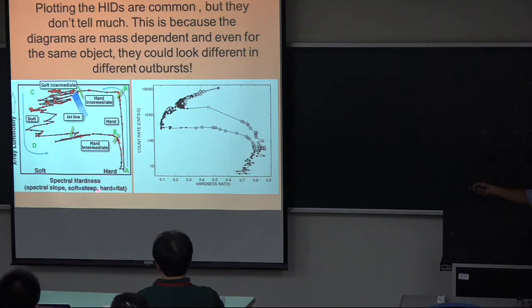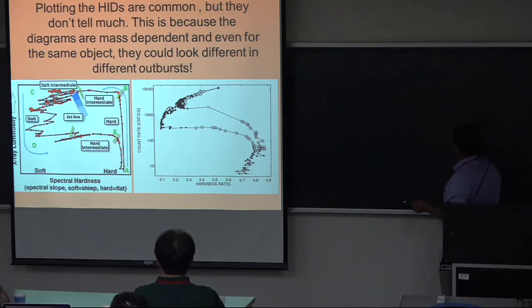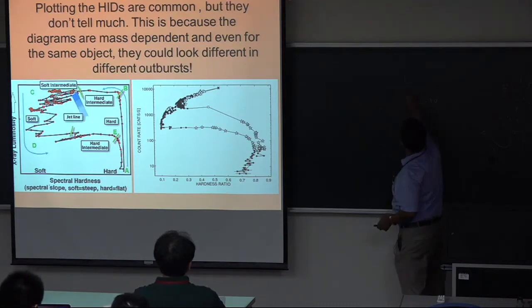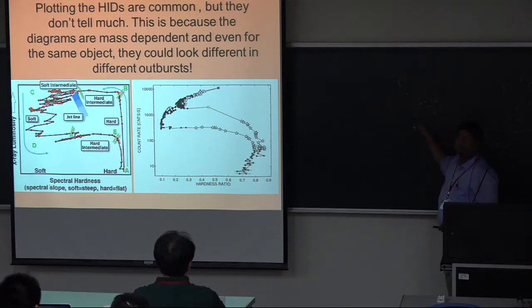The only cautionary remark I want to make is about the spectral hardness. Suppose they plot 6 to 10 keV by 2 to 6 keV, this is your hardness ratio as a function of intensity. This number depends on the mass of the black hole. This picture, these 6, 10, 2 are not God-given numbers. And whether a photon will be called hard, or whether it will be called soft, depends on the mass of the black hole.